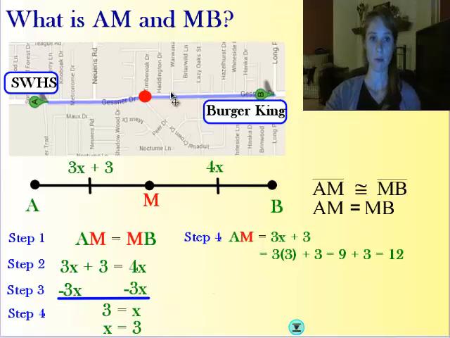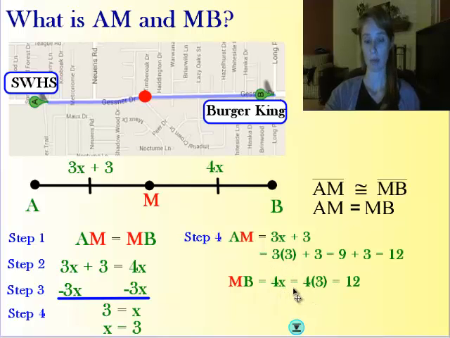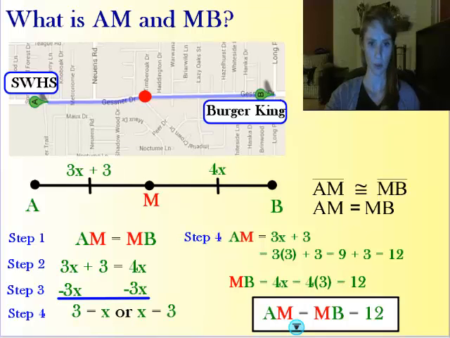So our last step, remember, we want to solve what the length is of the line segment, so I'm going to plug our value of 3 back into the expression. First, AM, we have 3x plus 3. When I plug 3 back in, I have 3 times 3 plus 3, which is 9 plus 3 equals 12. Okay, for MB, I have the expression 4x. So when I plug 3 back in, I have 4 times 3, which equals 12. Okay, well indeed, we have line segment AM is equal to line segment MB. Their lengths are equal, which is 12.